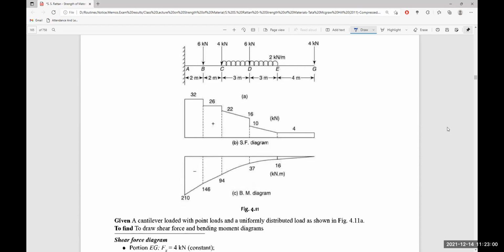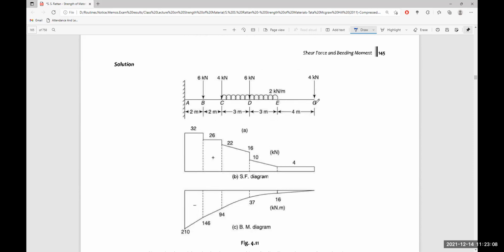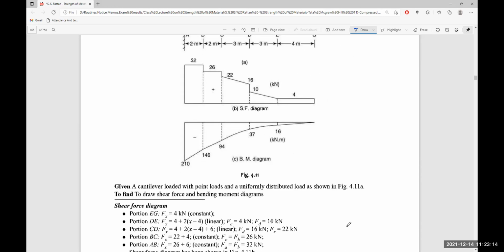So the cantilever is loaded with point loads and distributed load as shown in the figure. To find the shear force and bending moment, in the portion EG there is no load acting except 4 kilonewton, and Fx is equal to 4 kilonewton. Portion DE: 4 plus 2 into x minus 2, linear, and at the end it is equal to 10 kilonewton.